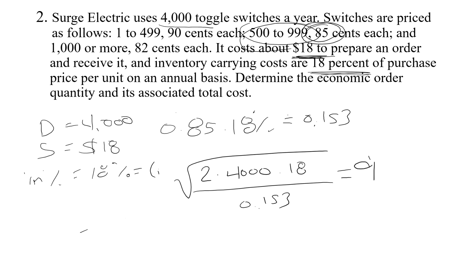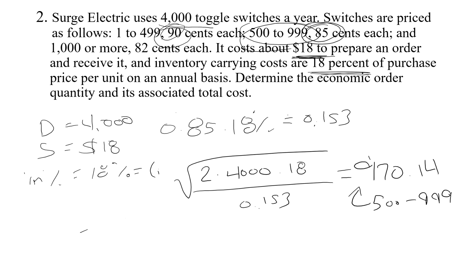Anyway, so that's going to give us 970.14. Now this is feasible because this is in the range of 500 to 999. So now we can go ahead and move forward. Because this works, we don't need to try the next level being the 90 cents because that just means it's going to be more expensive.